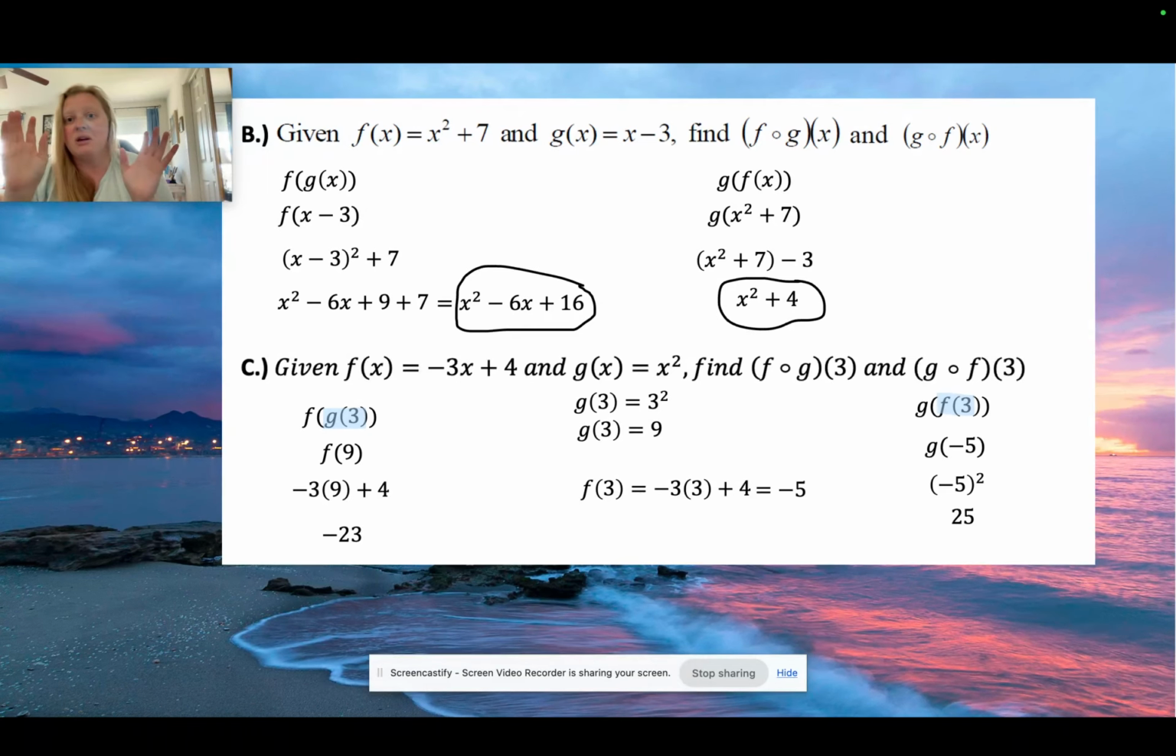So what you're really doing, guys, is substitution. You're substituting a formula into another formula. So it's a process, but if you plan on taking calculus, this is definitely a valuable skill that you would need.